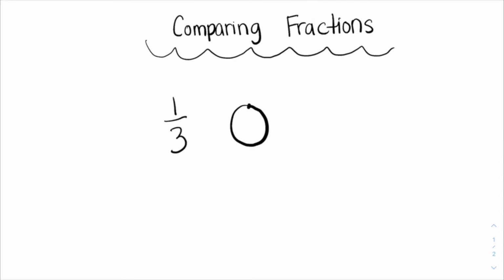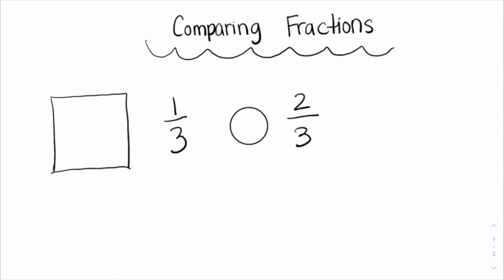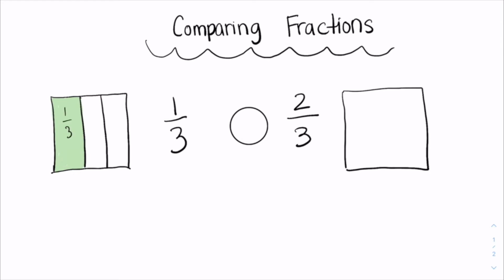The first thing you're going to do is write out the equation. Next, we're going to go ahead and draw our fractions. 1/3, I draw my square and my two lines, and I shade in one part, and I label that 1/3. Next, I draw my 2/3, and I'm going to go ahead and color in two parts to show that it's 2/3.